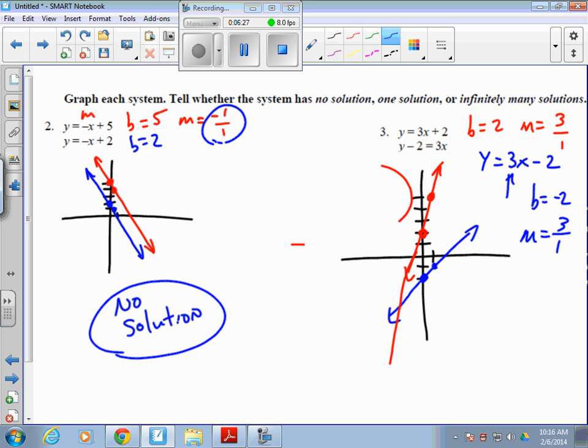3 over 1. So this equation here is incorrect, the blue one. Your b value is still negative 2. You still begin at negative 2, but you go up 1, 2, 3, and over 1, and your equation is going to look like that. So again, they have the same slope value. So just like number 2, they are parallel lines. There'll be no solution.